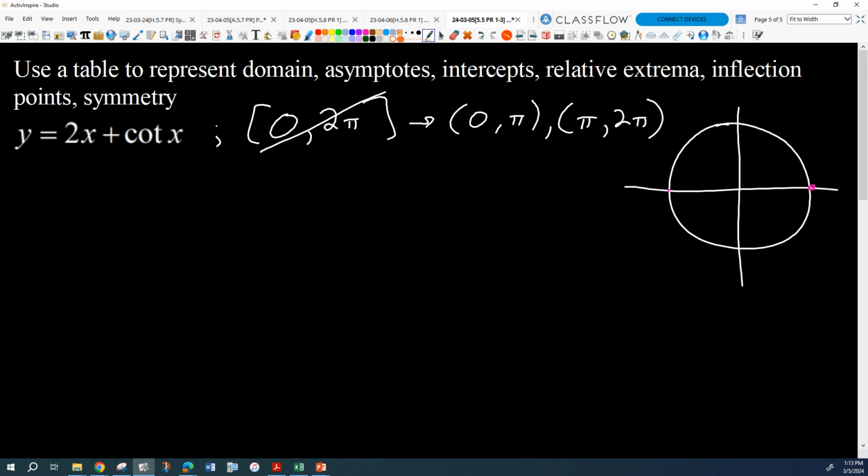Take the derivative. There you go. Okay, so what is y prime? 2 plus... What's the derivative of cotangent? Negative secant squared. Negative secant tangent. No, you almost had it.